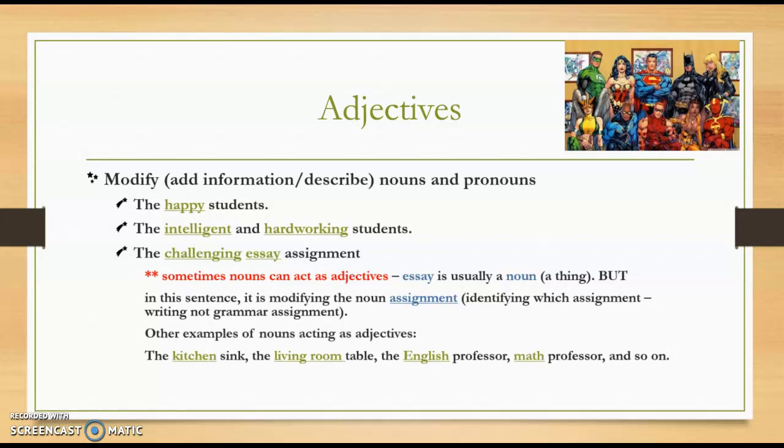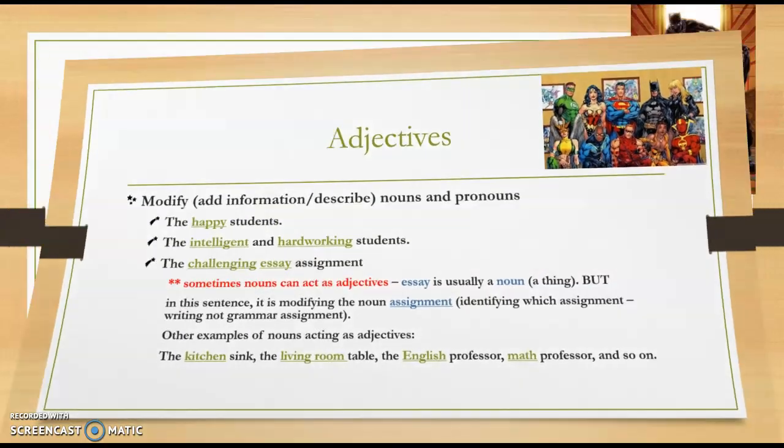And here's a whole bunch. We have the kitchen sink, the living room table, the English professor, the math professor, and so on. All of these are typically nouns that are being used as modifiers or adjective nouns.